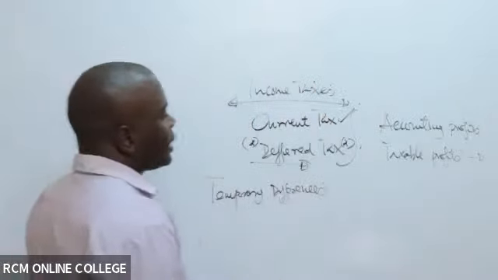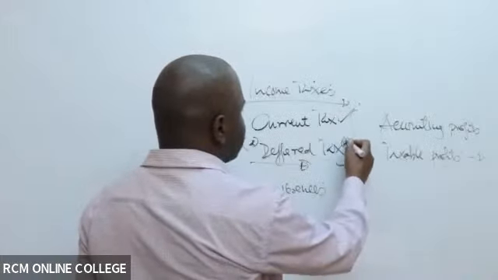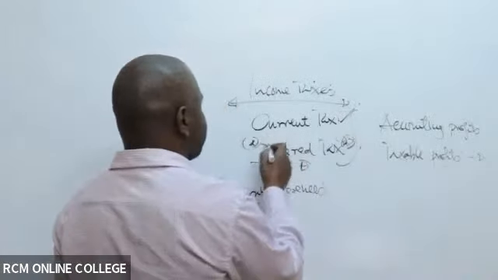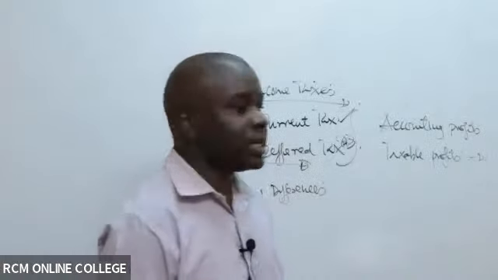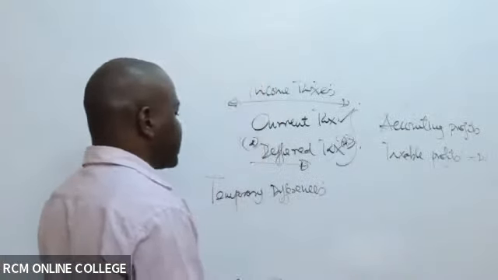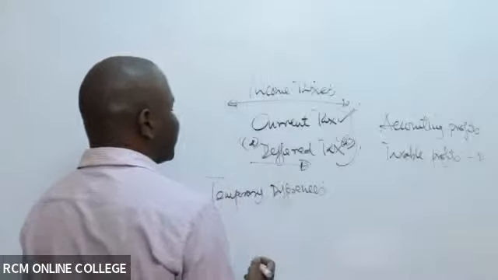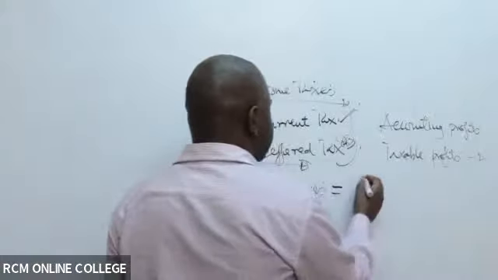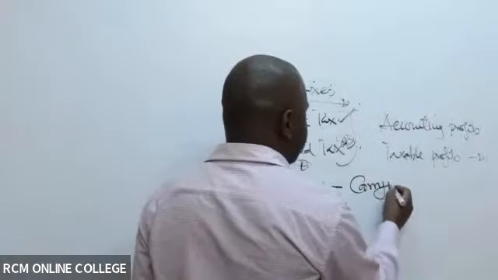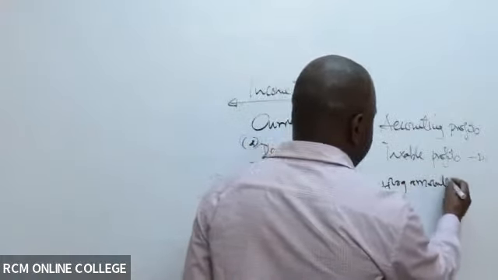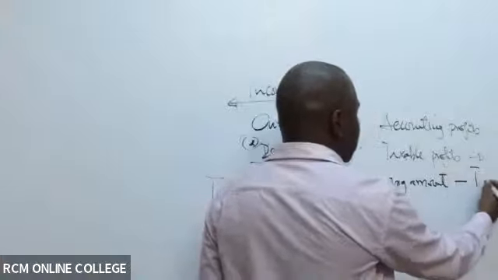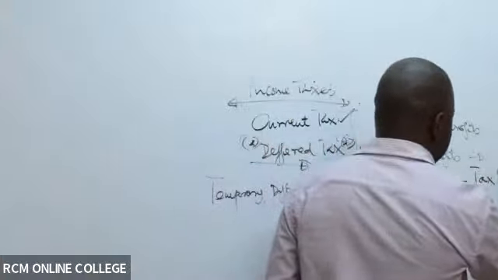But of course, the one that the examiner focuses on testing a lot is what you're calling what? The deferred tax. How you arrive at the deferred tax. And for you to get the deferred tax, you have to get something we call what? The temporary differences, which is equal to the carrying amount minus what we call what? The tax base.